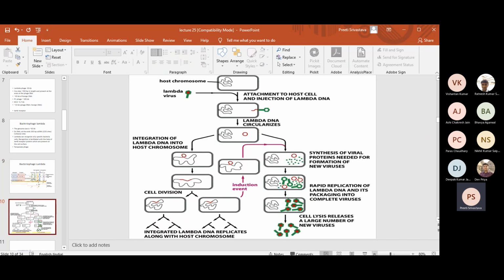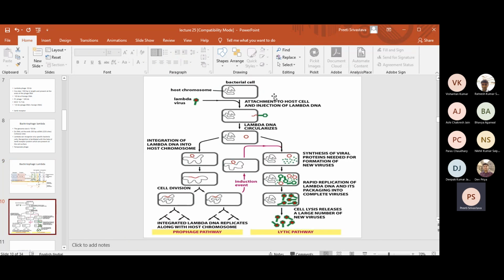So this is the typical diagram showing the cycle of the lambda phage. So you have a bacterial cell. What is shown in green is the lambda phage. So lambda phage attaches to the host with the help of LAMB receptor. So LAMB receptor has to be on the surface of the bacterial cell. Onto this receptor, the lambda phage will bind. The moment it binds, it attaches.